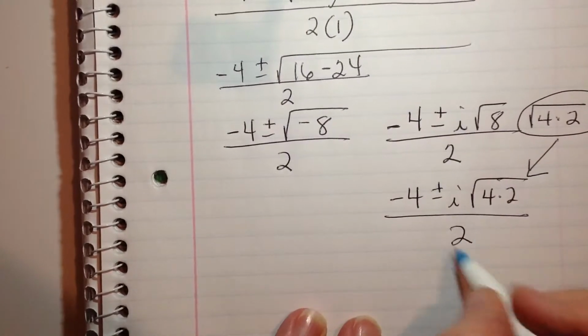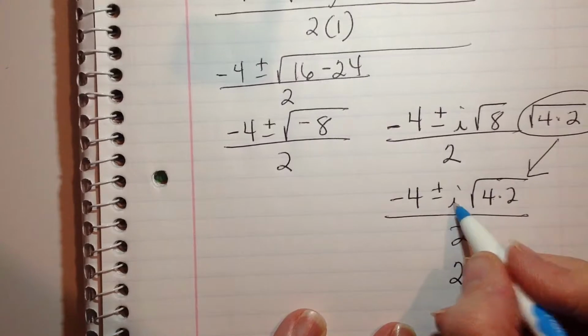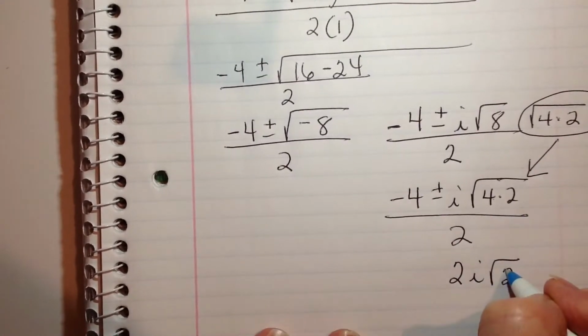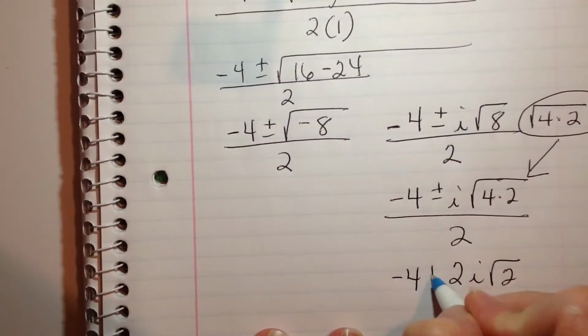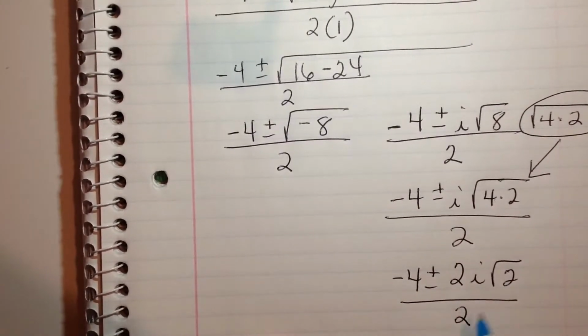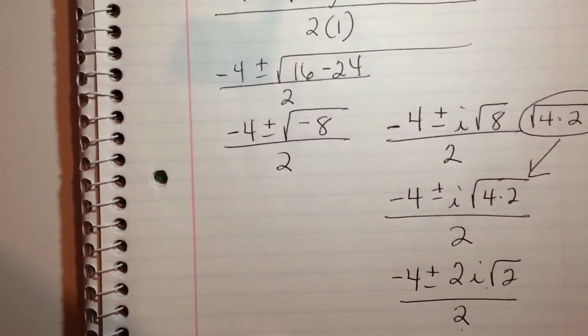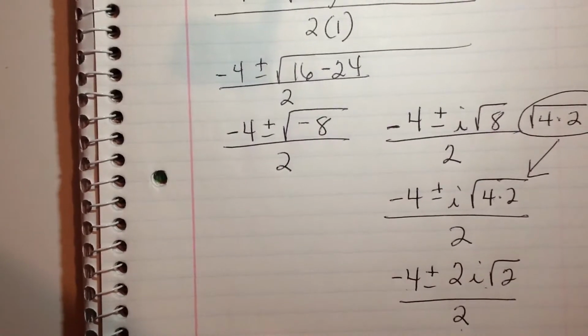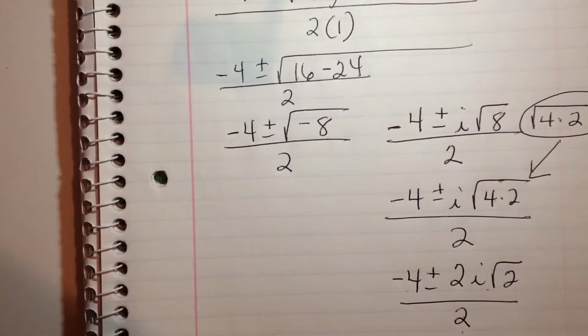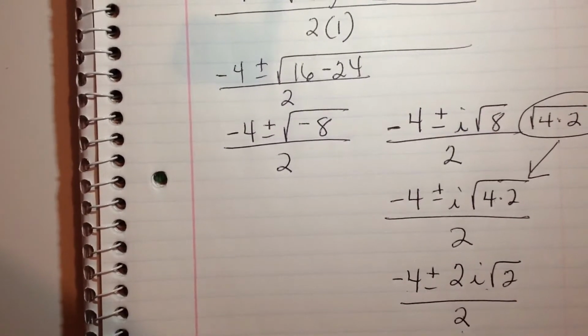Now, what's the square root of 4? It comes out as 2. You multiply 2 times the i that's already out there. The 2 stays under. I still have my negative 4 plus or minus 2i, square root of 2, over 2. Now, you can divide each one of these by 2. That's negative 4 over 2 plus or minus 2i, square root of 2, over 2. Well, negative 4 divided by 2 is negative 2, plus or minus 2 divided by 2. Those cancel, leaving i, square root of 2.